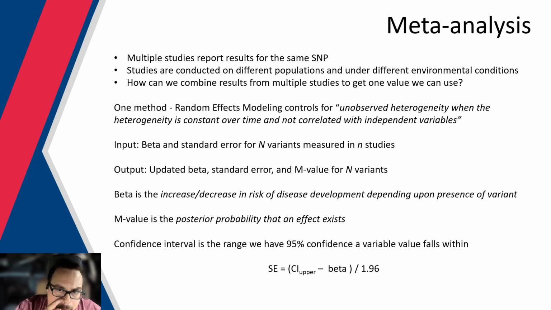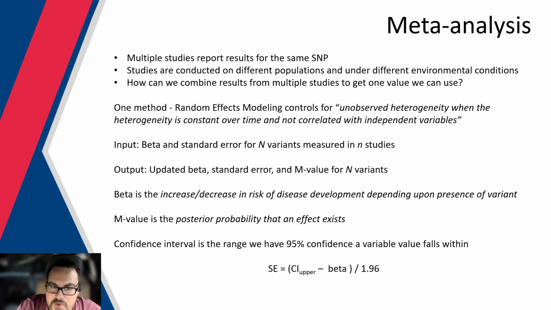Well, one way we can do this is through what is known as random effects modeling, which is a method for controlling the unobserved heterogeneity. So basically controlling for contributions to the model that are not related to the genetic code, things such as demographics, environment, other things not correlated with any particular variable.